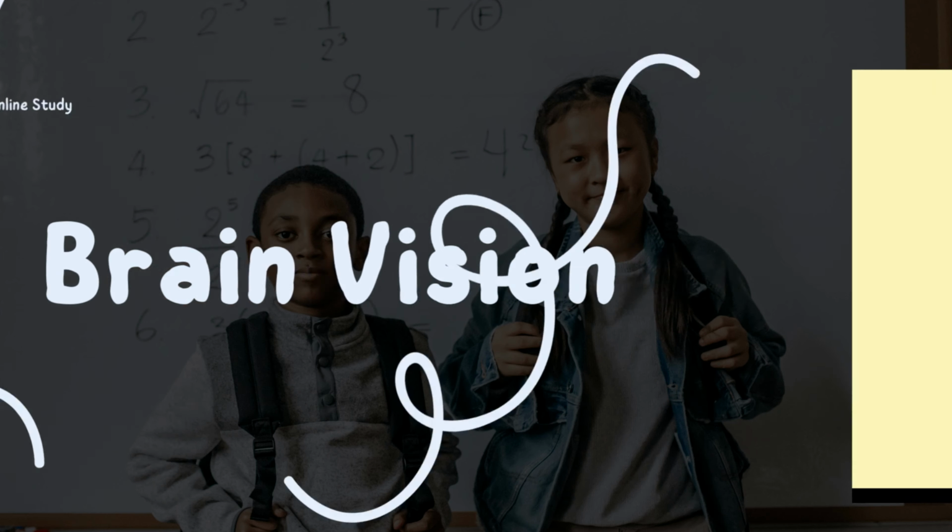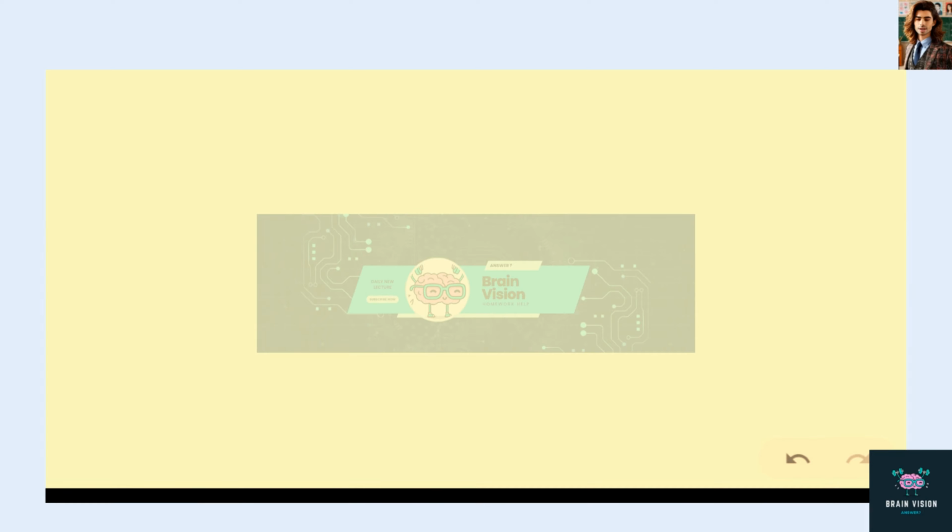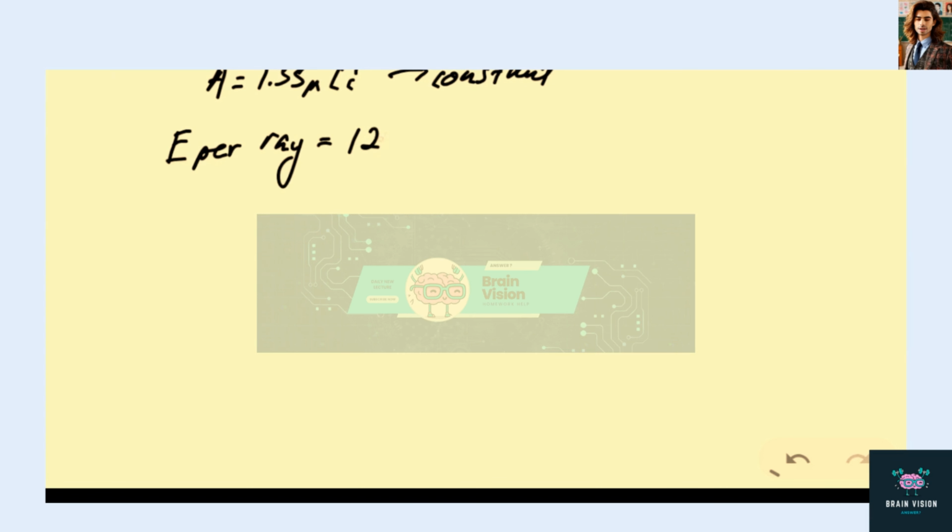Welcome to Brain Vision. Now in this question we have a person that accidentally ingested 1.55 microcuries of cobalt 57. So this is the activity. We're going to assume that this is constant throughout the day. And to find what is the dose rate for the whole body, we are given that 50% of the energy is absorbed. The energy per gamma ray is 122 keV.